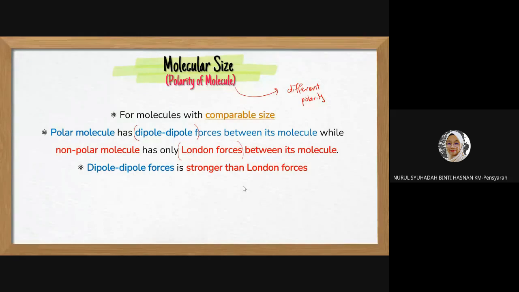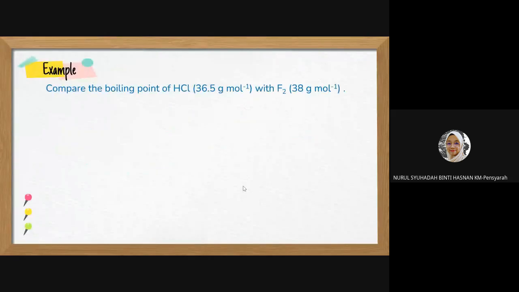Okay, jadi example dia adalah, compare the boiling point of HCl with F2. So, ini yang kita kata comparable molecular weight. Okay, so molecular weight dia taklah sama tapi almost the same. Kira perbezaan dia tak banyak. Jadi dekat sini bila kita ada dua molekul yang berbeza, apa yang awak kena buat dekat sini adalah identify what is the polarity of the molecule. Sama ada dia adalah polar ataupun non-polar. Okay, so kalau polar dia ada dipole-dipole, kalau non-polar dia cuma ada London forces.